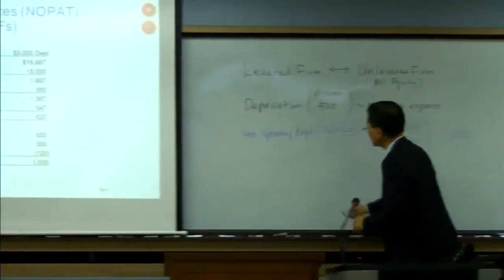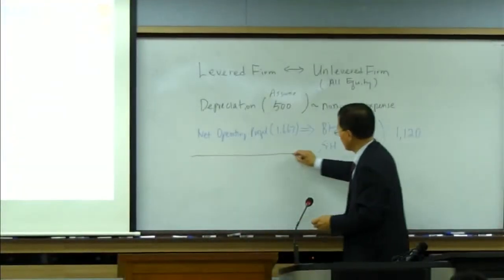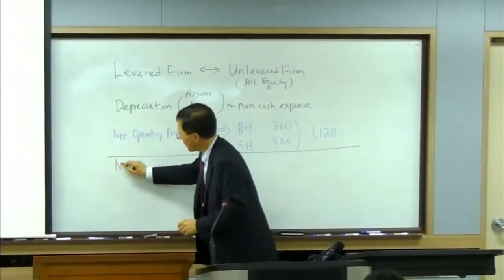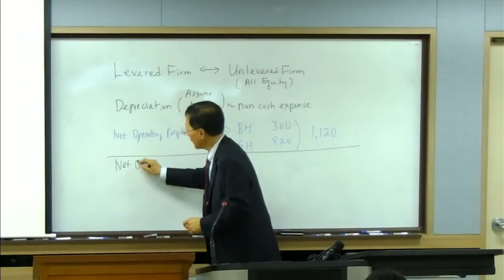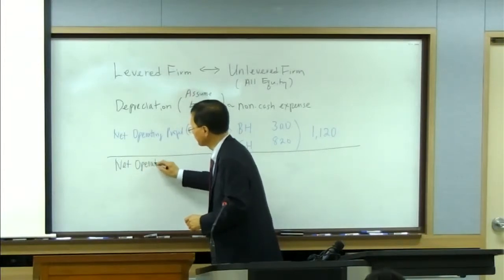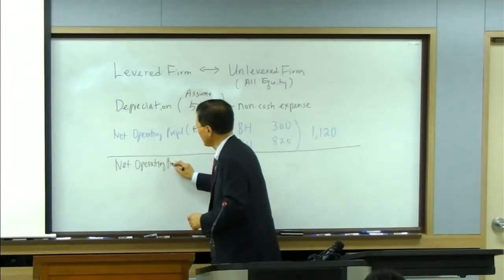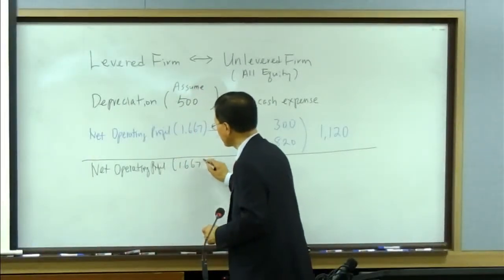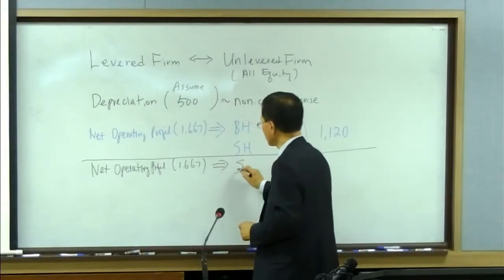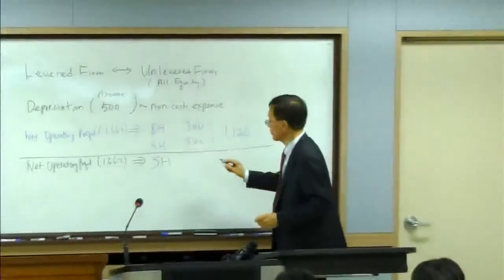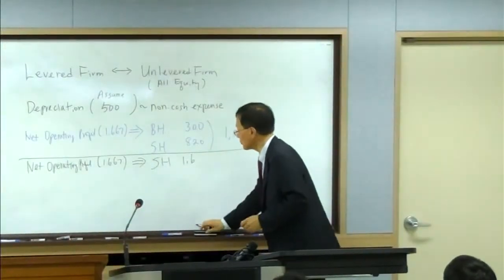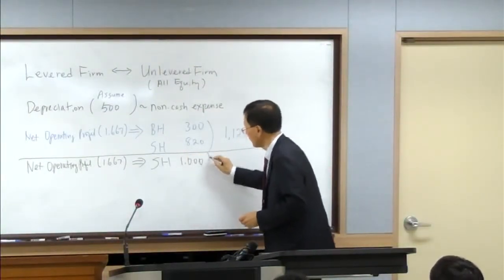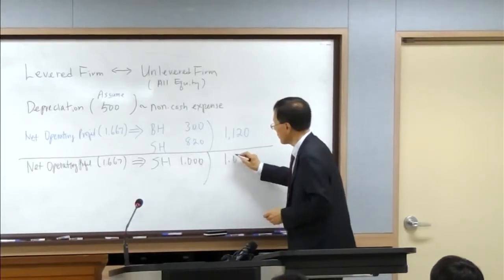Now, using the same computation, net operating profit of the all-equity firm is again 1,667, and that will be given to stockholders, and there are no bondholders, and stockholders get 16. Take that back. 1,000. So the claim is 1,000.